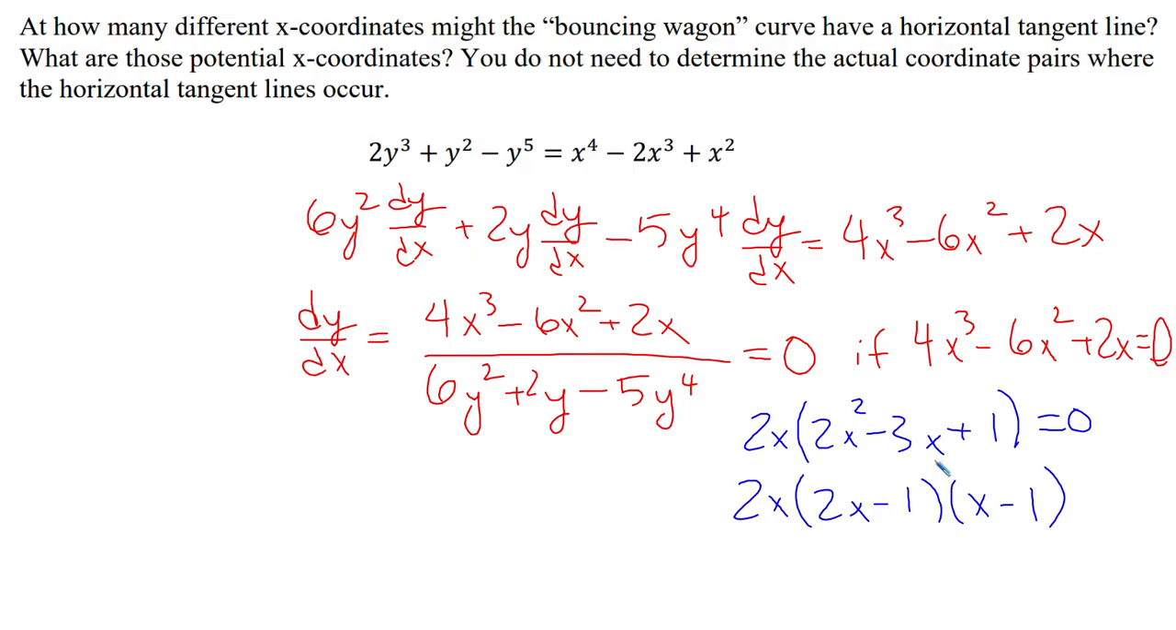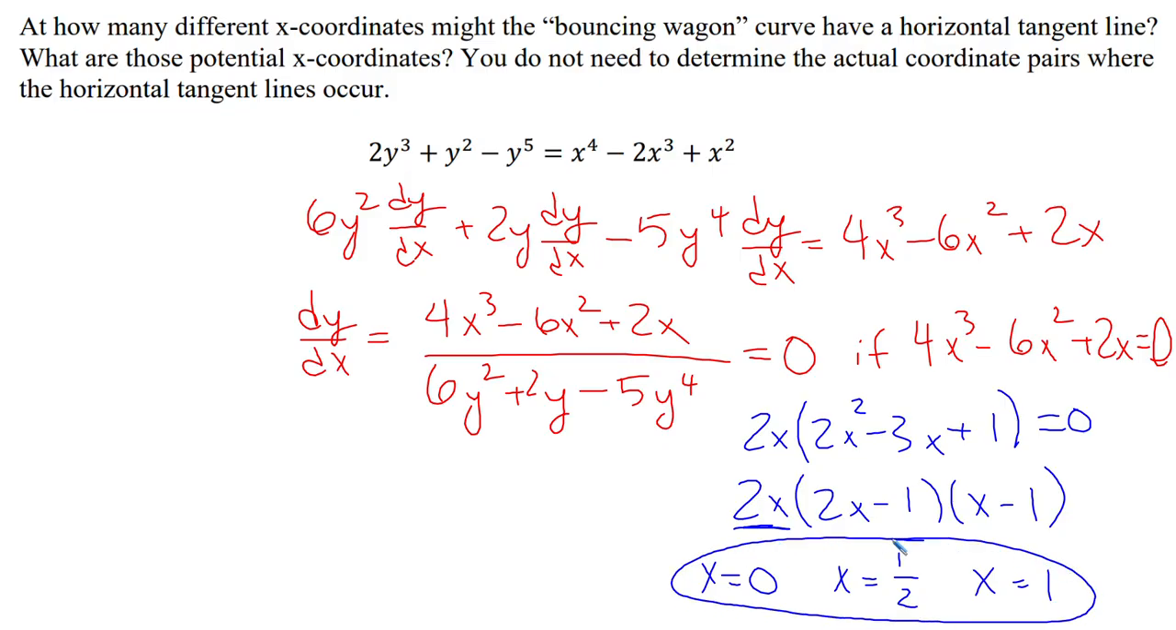And so now, just using the zero product property, we can see that x equals 0 from the 2x would give us a horizontal tangent line. x equals 1/2 from setting 2x minus 1 equal to 0 will give us one. And x equals 1. And those are our three potential x-coordinates at which we might have horizontal tangent lines here.